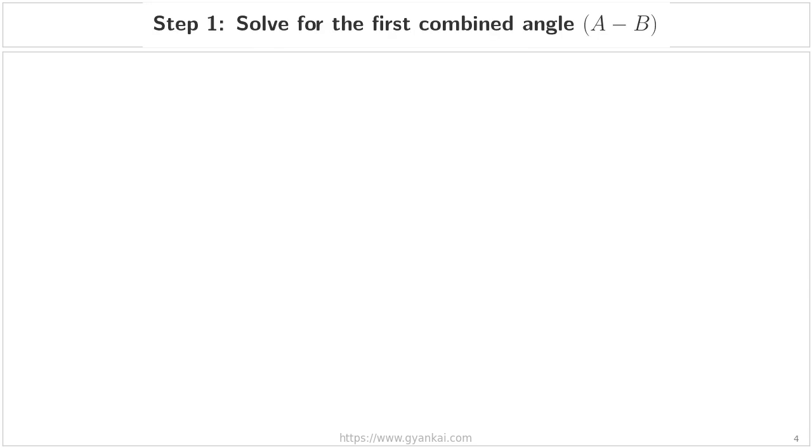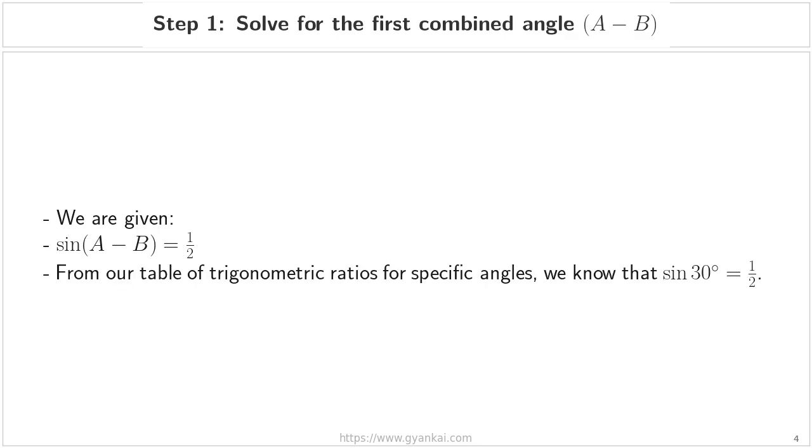Step 1. Solve for the first combined angle, A minus B. Now that we have understood the conceptual approach, let's dive into the first actual step of our example. Looking at the first piece of information provided in our problem, we are given that the sine of A minus B equals 1/2. Now, to move from trigonometry into algebra, we need to find the angle that corresponds to this ratio.